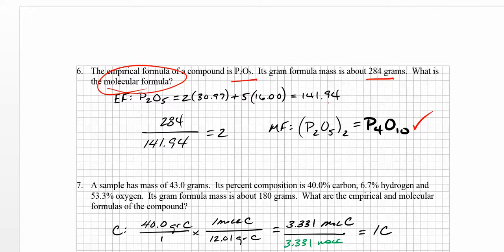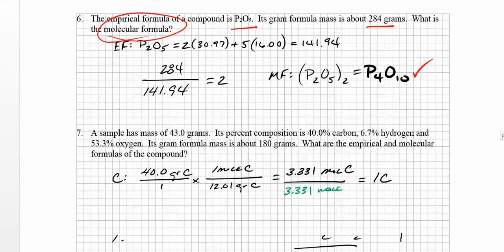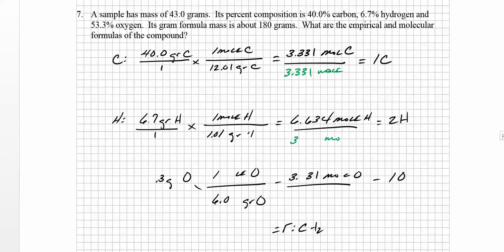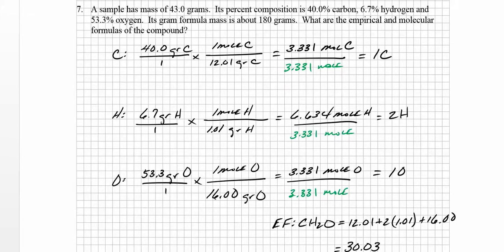All right, let's go to the last one, number 7. Number 7 says this. A sample has a mass of 43.0 grams. Its percent composition is 40% carbon, 6.7% hydrogen, and 53.3% oxygen. Its gram formula mass is about 180 grams. So that'll be an important piece of information right there. They want to know both the empirical and the molecular formulas for this compound. All right, let's get to work.